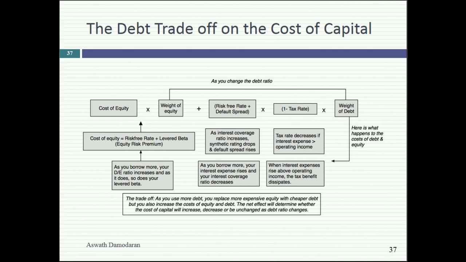But as my debt ratio changes, what happens to my beta? My levered beta is going to go up. The way we've approached structuring the beta, you start with an unlevered beta and go to a levered beta. As my debt ratio goes up, my beta will go up. As my beta goes up, my cost of equity will go up. So let's take that as a given.